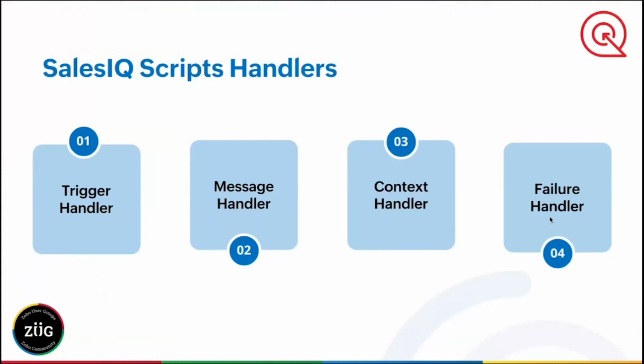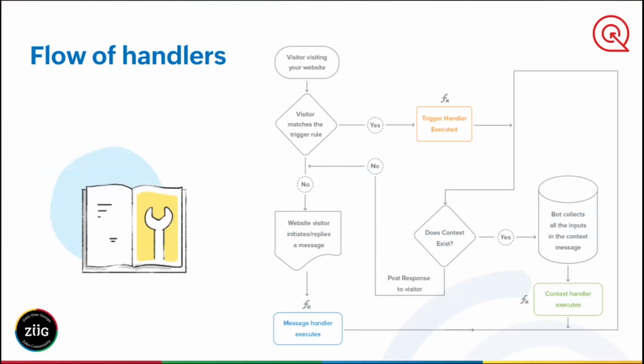So yeah, we have four different kinds of handlers: trigger, message, context, and failure. So before talking about the handlers, let me give you a quick introduction about how the handler works, or how the flow of handlers would be.